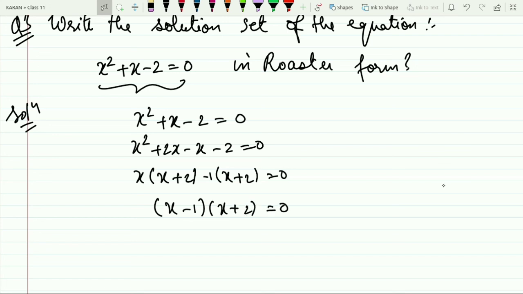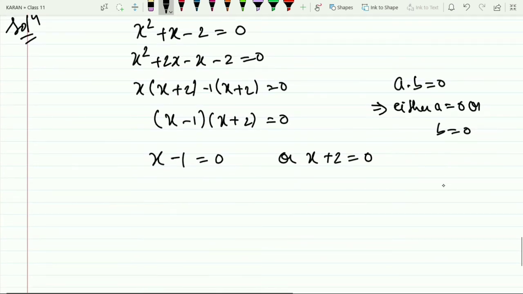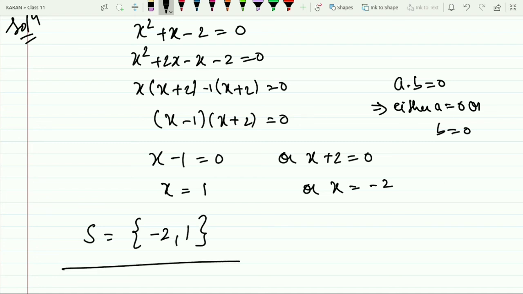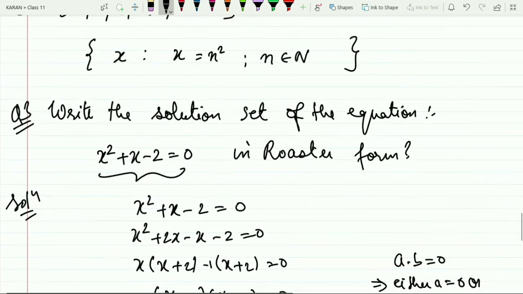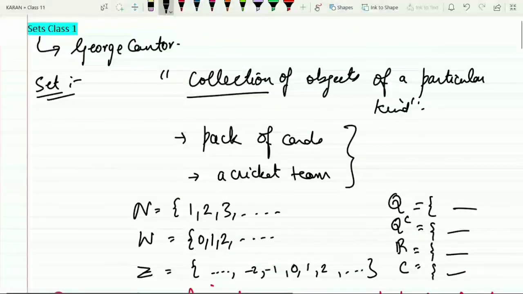Product of two numbers is 0. It means either the first one is 0, right, or the second one is 0. So these things must be clear. That is, if a into b is 0, this implies either a is 0 or b is 0. That is the approach which I have used here. So it implies that x can be 1 or x can be minus 2. Fine with this? Just make the collection. So let me call it S. So this will be minus 2 comma 1. Fine with this? So that is how we represent sets in the roster form or in the set builder form, or what is the definition of sets. So all these things must be clear to you now.